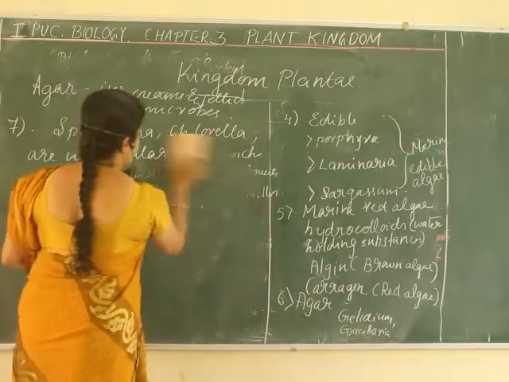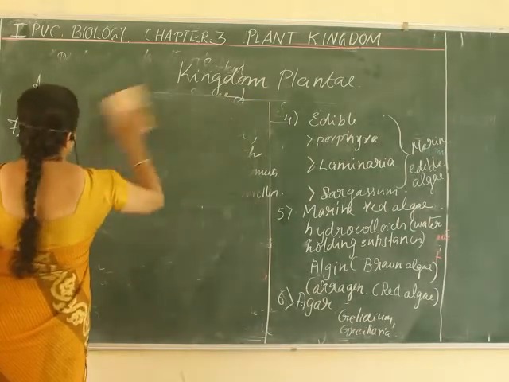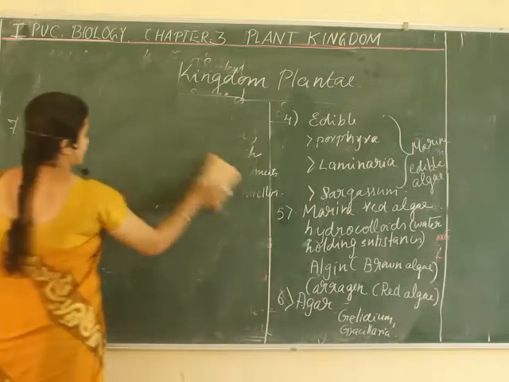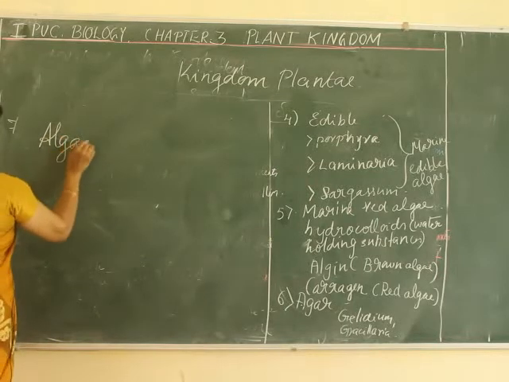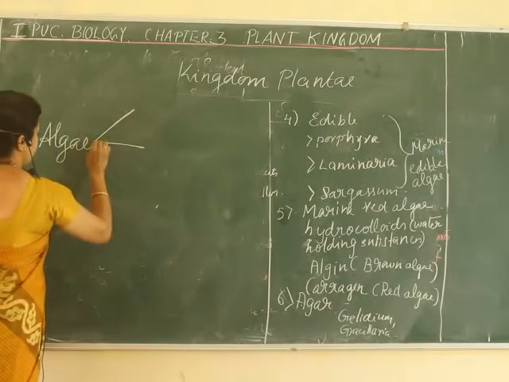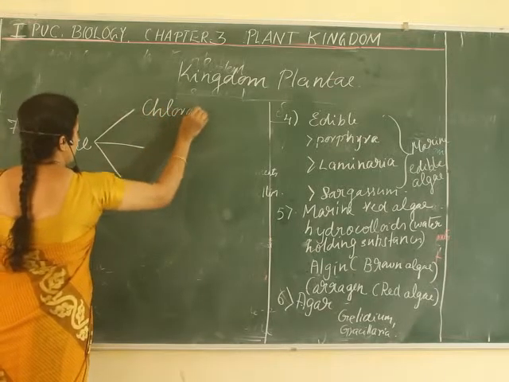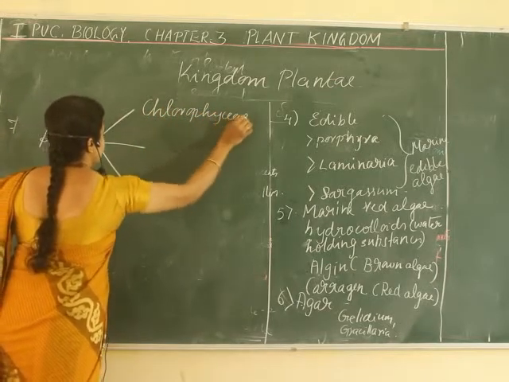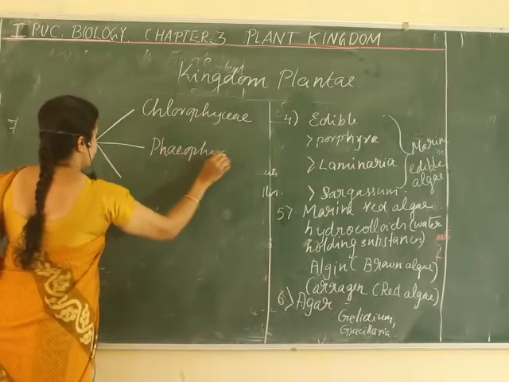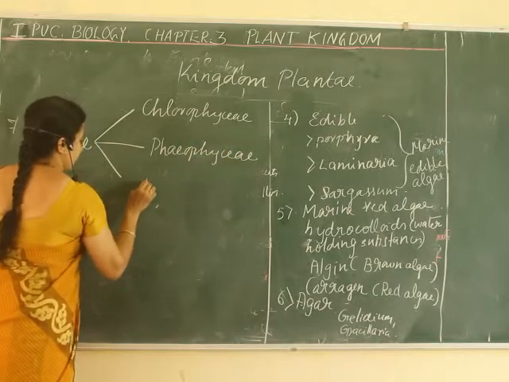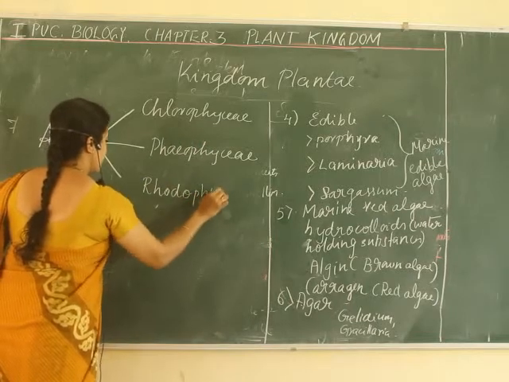So next we'll start with the subclasses of algae, how algae is divided into further subclasses. There are 3 subclasses: Chlorophyceae, then Phaeophyceae, then Rhodophyceae. Again getting tensed seeing the terms.